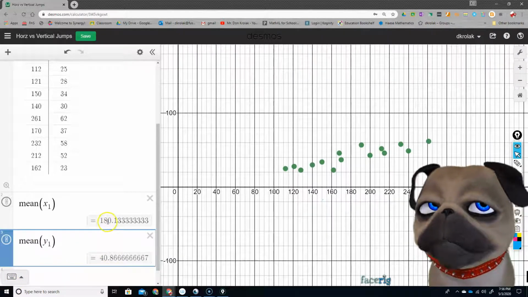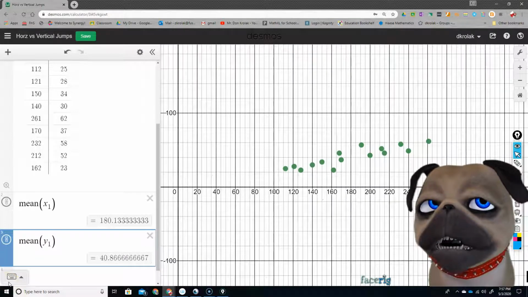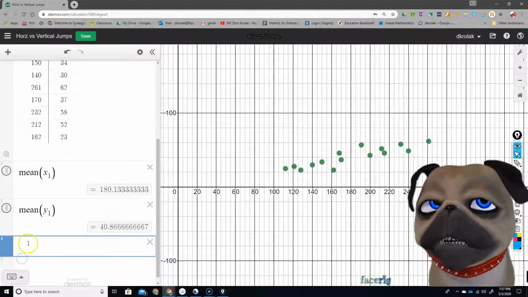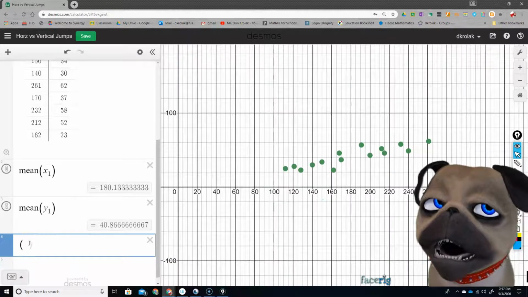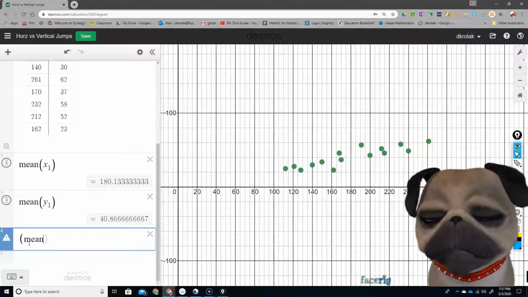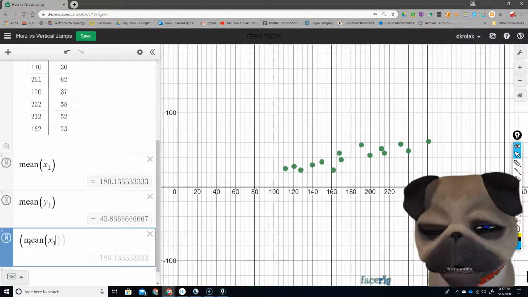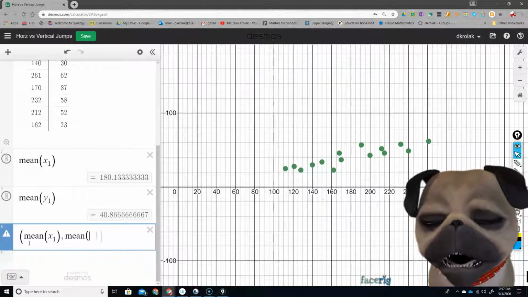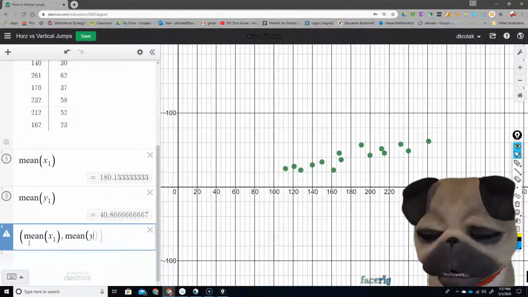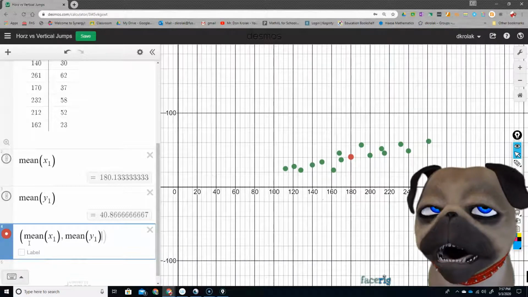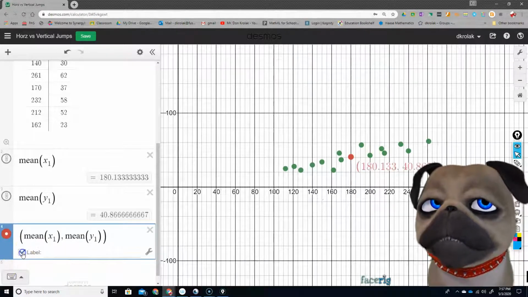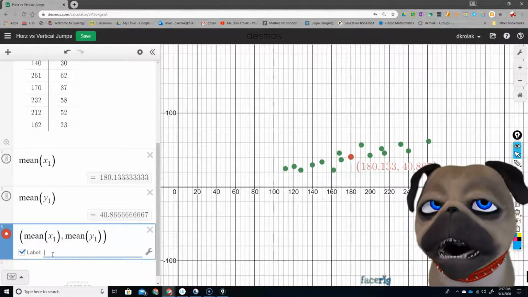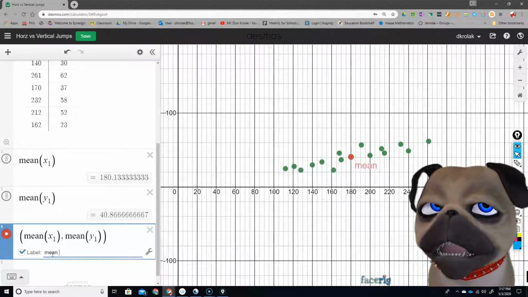So the point is roughly 180, 140. I want my line of best fit, which I'm just going to eyeball here, to go through that point. All right, so I'm going to plot that point. I'm just going to do it like this: mean x1, comma, mean y1, and label it the mean point.